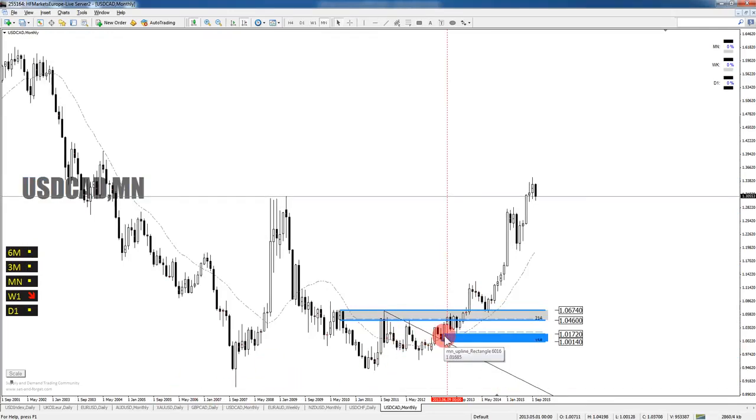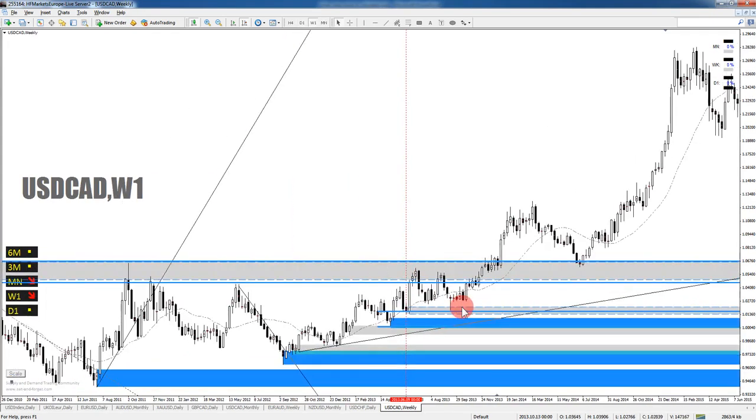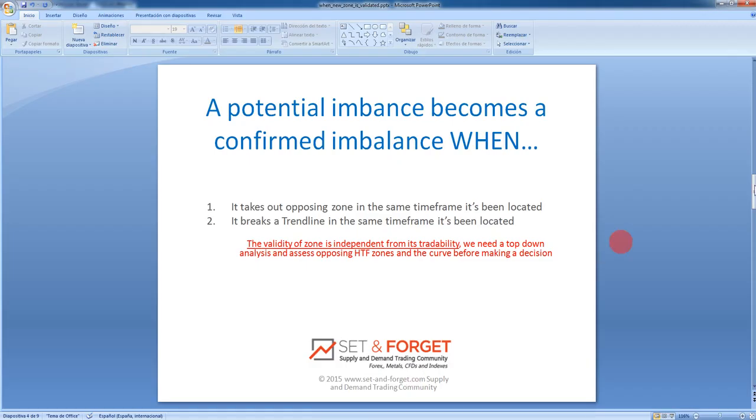Trend line break, wow, long on the monthly. So that was tradable, because the monthly is used up. So this is what I'm saying always with this.